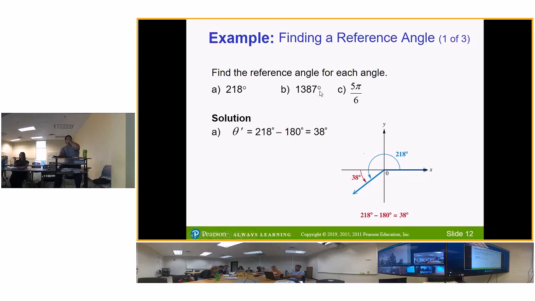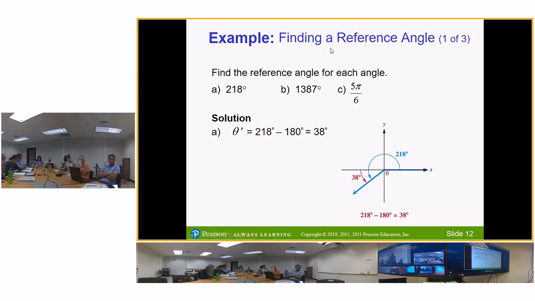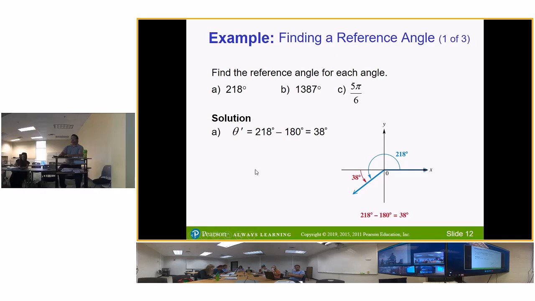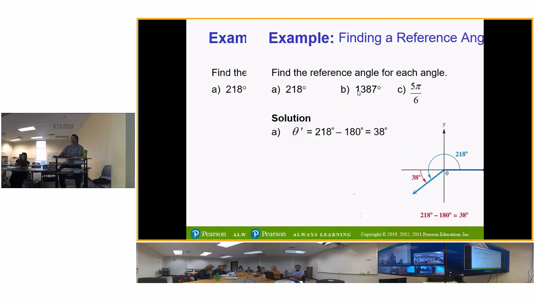Okay, there's 360. Now, remember what I told you how to do this. Take your calculator and do 1387 divided by 360. What do you get? I need the whole number. 3.8. Okay, multiply 3 times 360. Subtract that from 1387. What do you get? Okay, that's your reference angle.